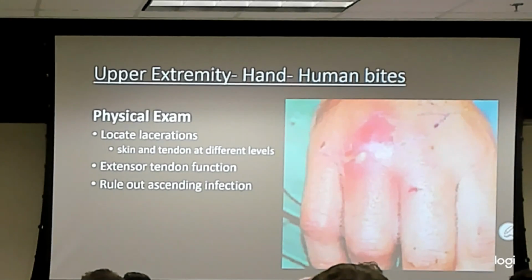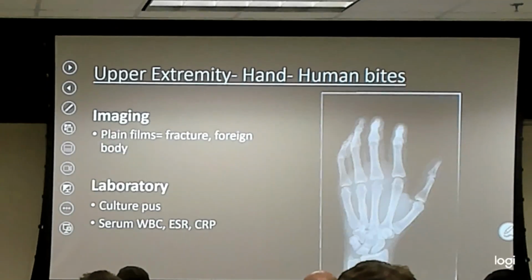So very similar to how I did the flexors, only this time I'm going to do each of the individual extensors. The two extensors on the small and ring fingers are wired together, so judge the other hand as what normal is, because sometimes they're just limited because they're counter-wired together. And then we need to rule out any kind of ascending infection to the body.